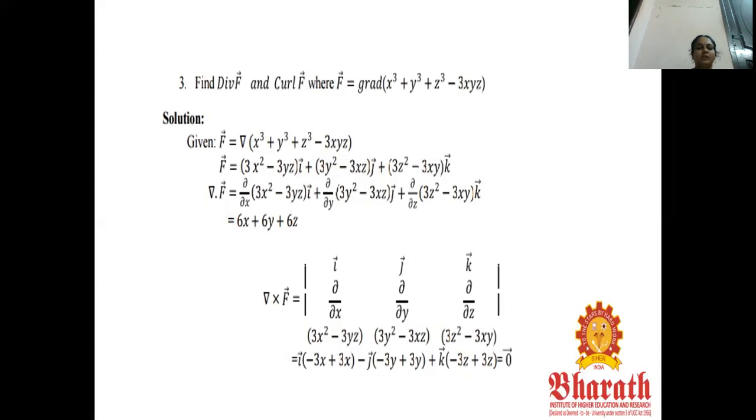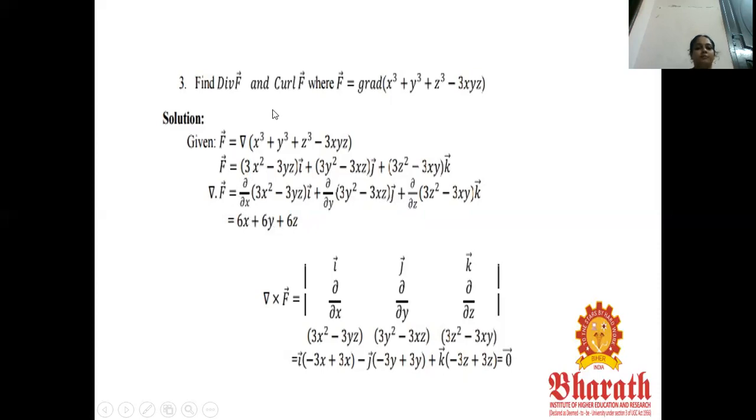Now divergence f is del dot f, that is del is i vector into dou by dou x plus j vector into dou by dou y plus k vector into dou by dou z. So here i dot i is 1, j dot j is 1, k dot k is 1. So differentiate with respect to x of 3x square minus 3yz, dou by dou y of 3y square minus 3xz, plus dou by dou z of 3z square minus 3xy. After differentiating, we got 6x plus 6y plus 6z. So this is del dot f or divergence f.